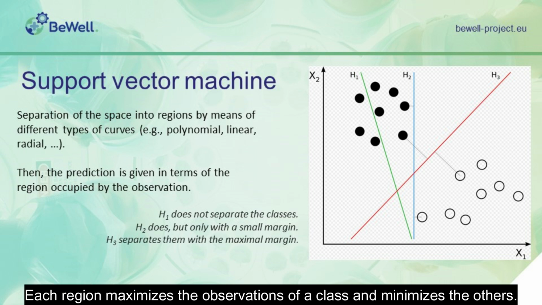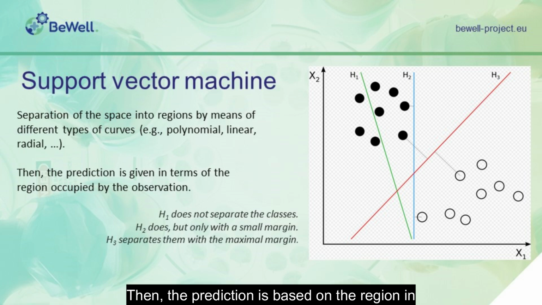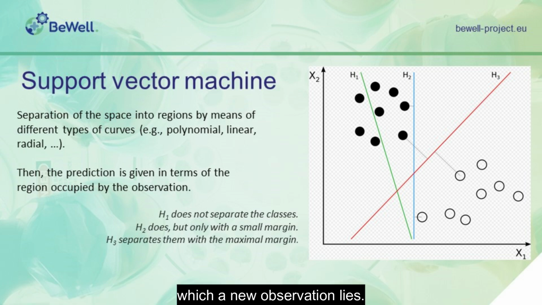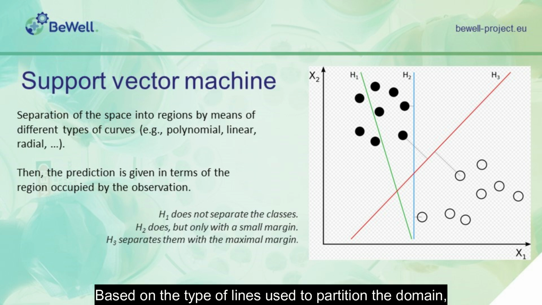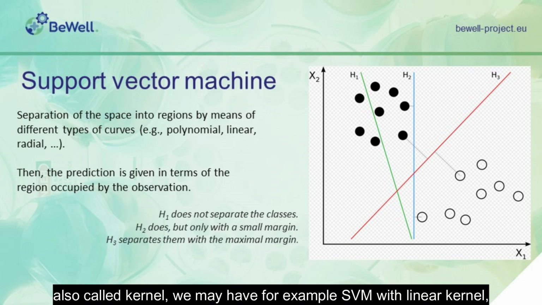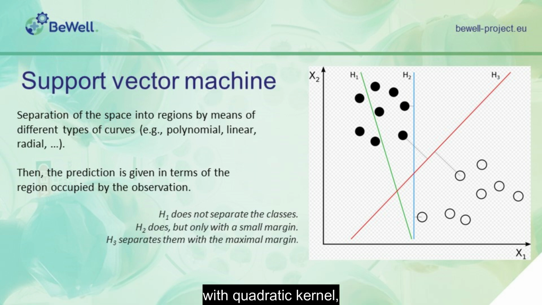Each region maximizes the observations of a class and minimizes the others. Then, the prediction is based on the region in which a new observation lies. Based on the type of lines used to partition the domain, also called kernel, we may have, for example, SVM with linear kernel, with quadratic kernel, and so on.